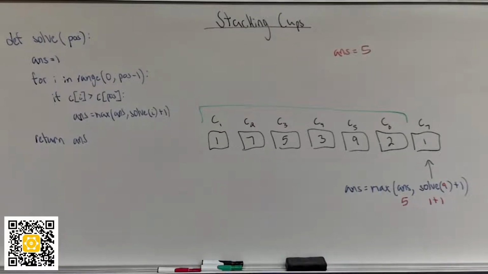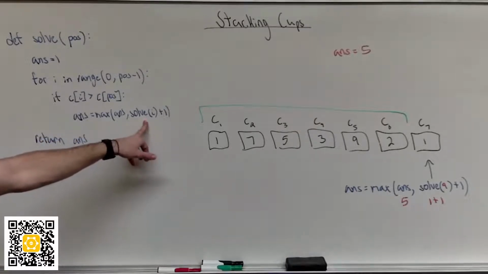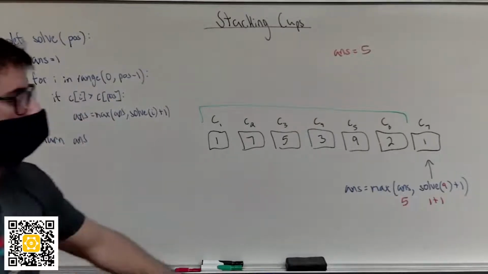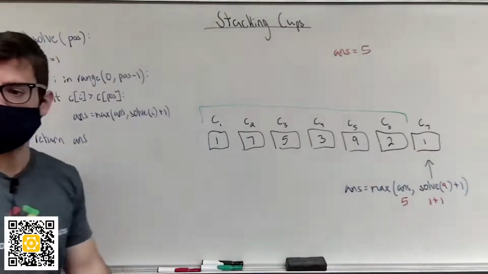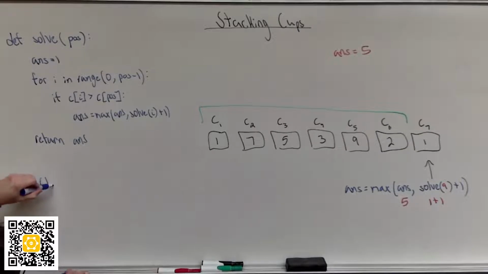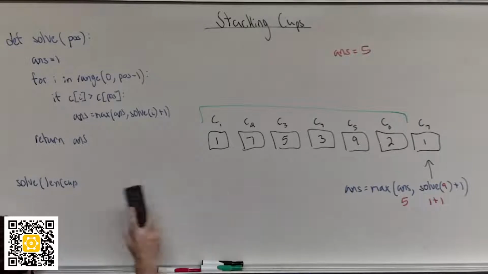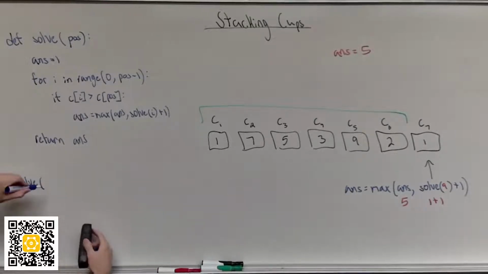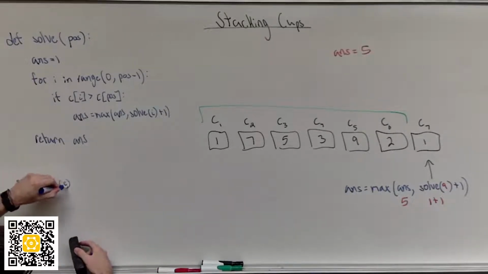When you call the function, what do you put in solve? When you call the function for the first time, what do you call? You call the function and you put in the last one. Yeah, like in your main, you would call the last index. Exactly. Solve, in this case, let's just call it length cups. Sorry, if I'm doing C up here, I might as well do C. Length cups minus 1.